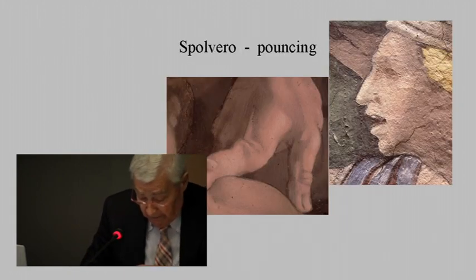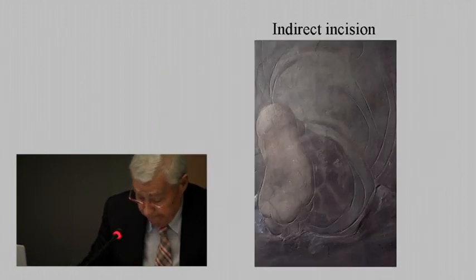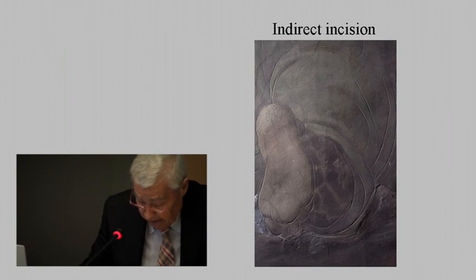The life-size cartoons, the preparatory drawings, in most cases were transferred onto plaster by pouncing. In other cases, by indirect incisions of the lines in the cartoon into the wet plaster.